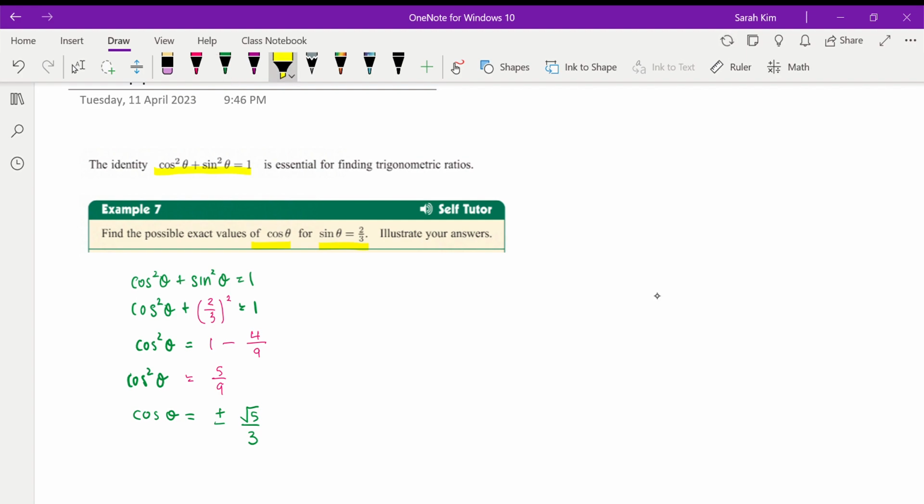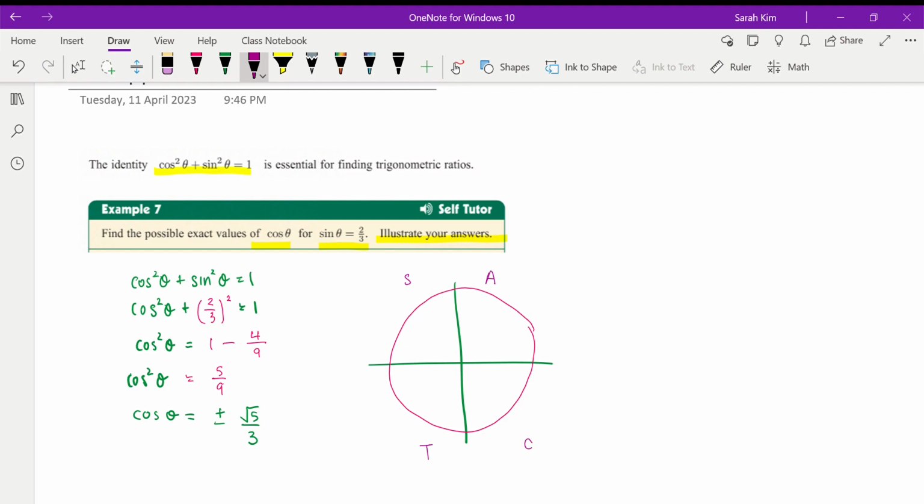We have to illustrate this answer, which means I just have to draw my unit circle. My best attempt at drawing a circle. What that means is, remember our acronym, South Australian Tennis Club, whatever you use. We know that sine's going to be positive in these two sections, so let me draw them for you. These two sections. Doesn't have to be exactly the same angle.